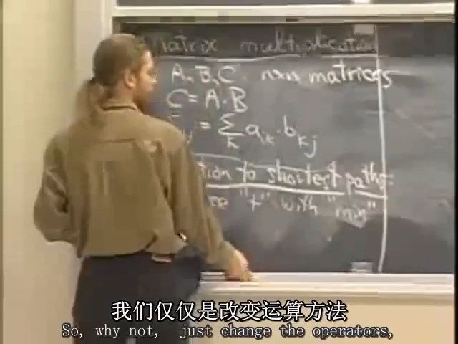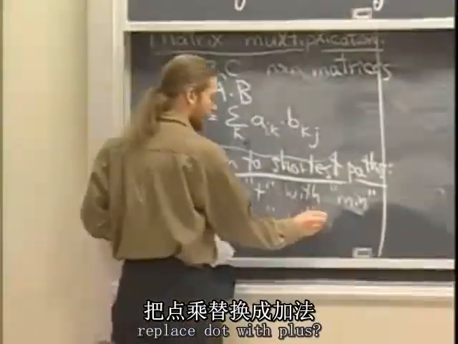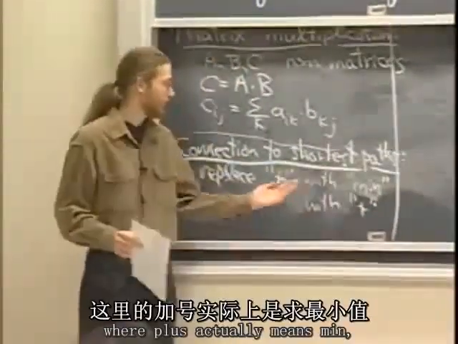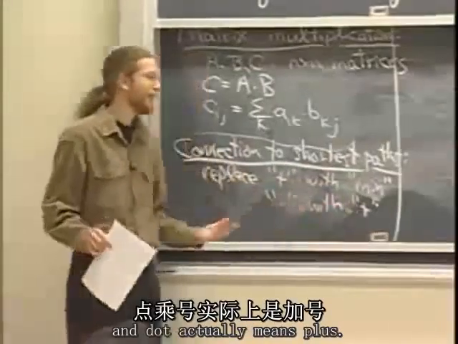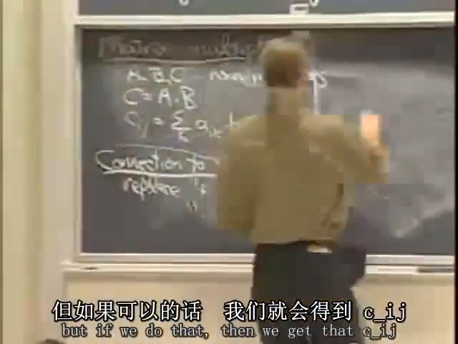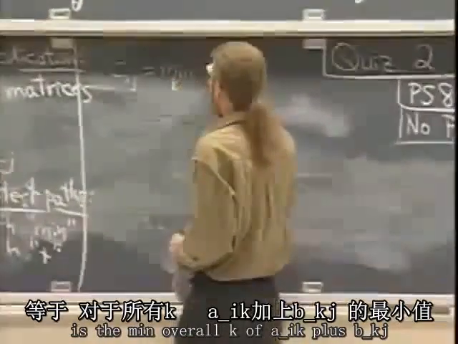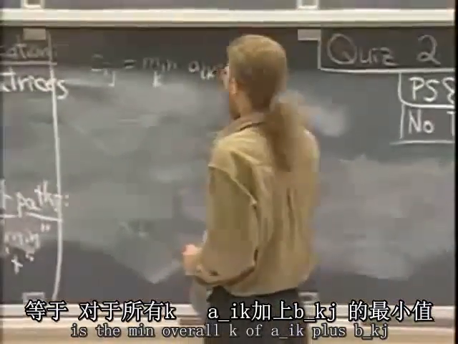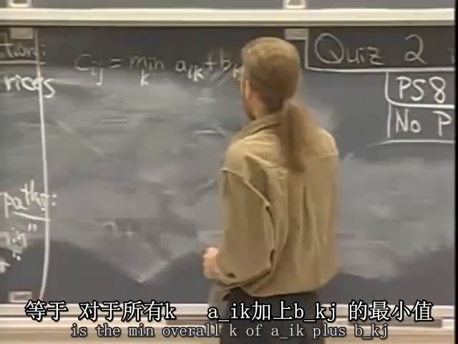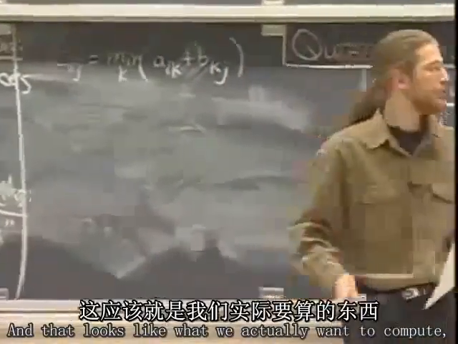So why not just change the operators? Replace dot with plus. This is just a different algebra to work in where plus actually means min and dot actually means plus. So you have to check that things sort of work out in that context. But if we do that, then we get that Cij is the min over all k of aik plus, a bit messy here, plus bkj. And that looks like what we actually want to compute here.